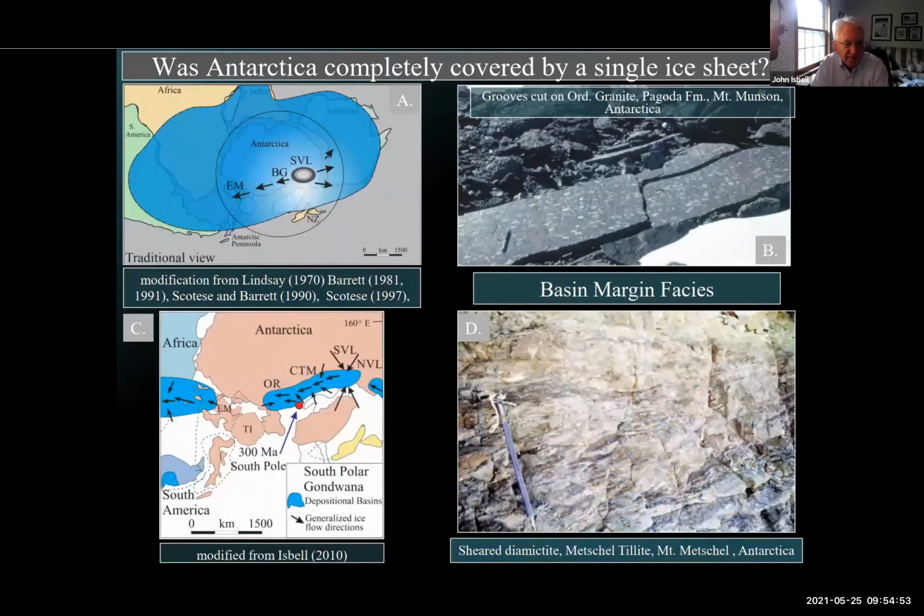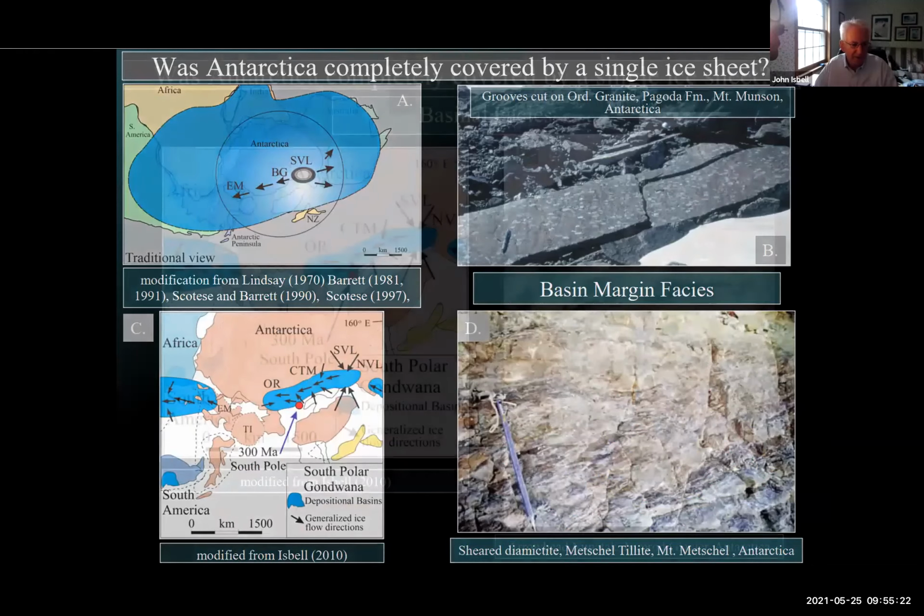Okay, so the first question is: was Antarctica completely covered by a single ice sheet? Because oftentimes, depending on the time frame, especially in the late Pennsylvanian and early Permian, the Gondwana ice sheet is portrayed as a single massive ice sheet centered over southern Victoria Land, or SVL in this diagram, and extending outward across Antarctica and across much of southern and central Gondwana.